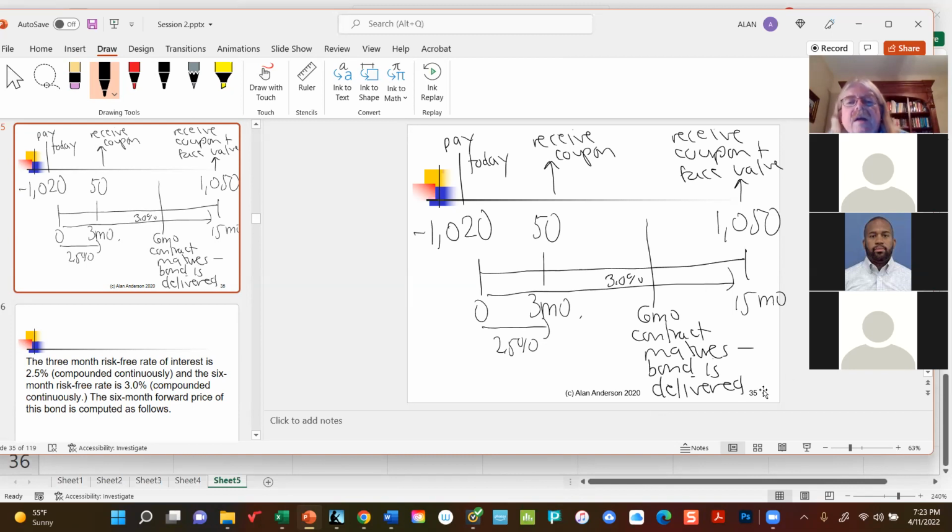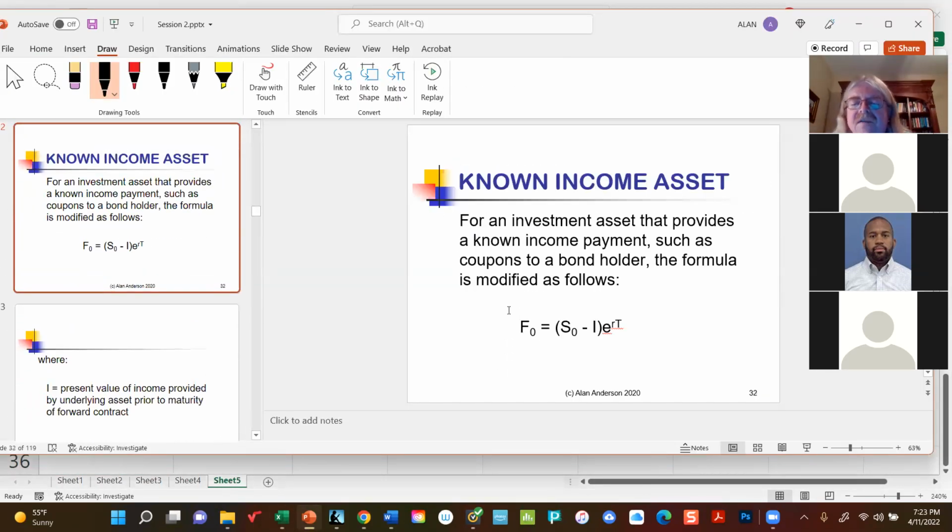All right. So it's the same as what we had before, except this I is different. When there was no income, it was easy. It was just S0 e^(rT). Now, most assets do not provide cash flows in lumps like this, in other words, every 3 months. For most assets, the income can be treated as if it were continuously compounded.